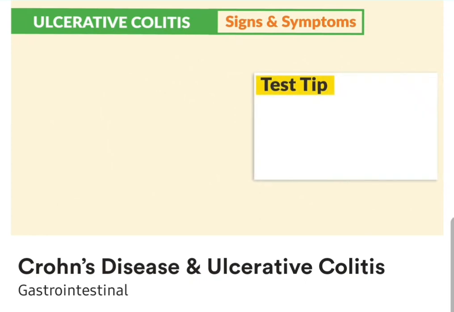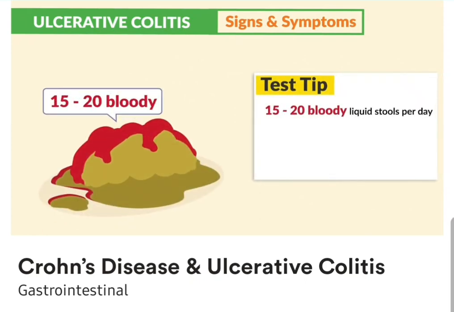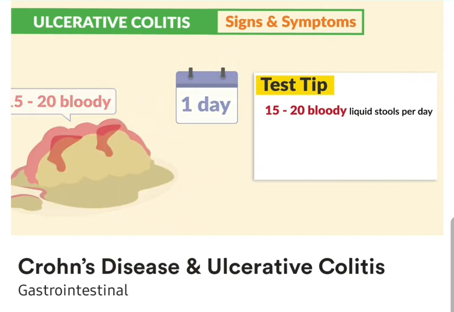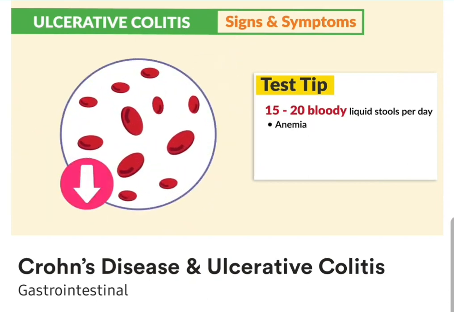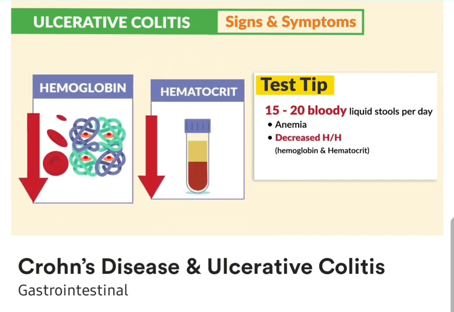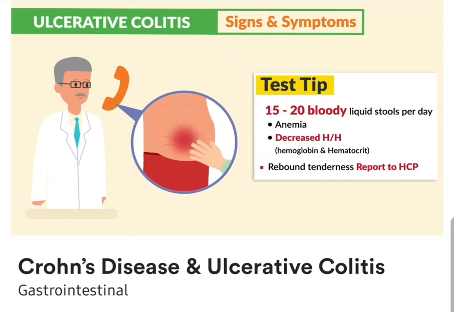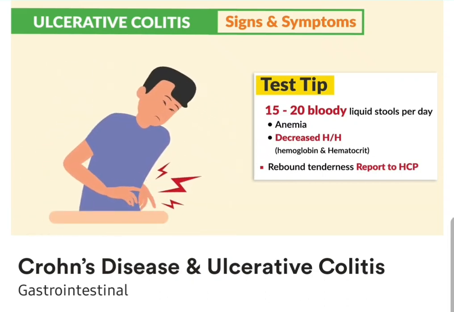So signs and symptoms here. The big key one is 15 to 20 bloody liquid stools per day. Now, all this blood leaving the body can cause anemia with decreased H&H, hemoglobin and hematocrit, as well as rebound tenderness. We must report that to the HCP, as well as abdominal pain.